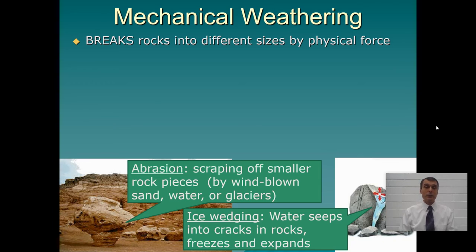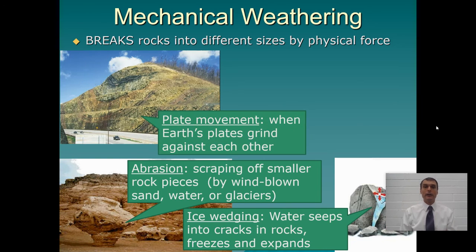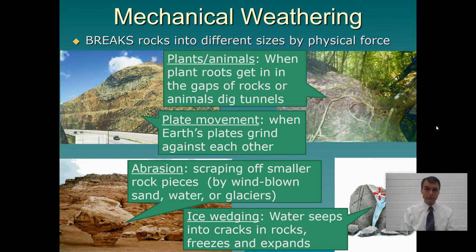The next one is ice wedging. Ice wedging happens when water seeps in cracks in rocks and then freezes and expands, and it basically breaks those rocks into smaller pieces. We have plate movement that you're familiar with. This is plate tectonics. So as the plates move, they grind against each other, and that grinding action breaks off little pieces of rock.